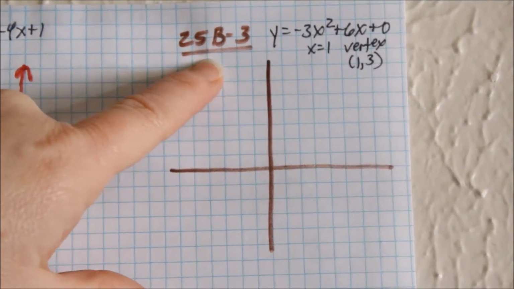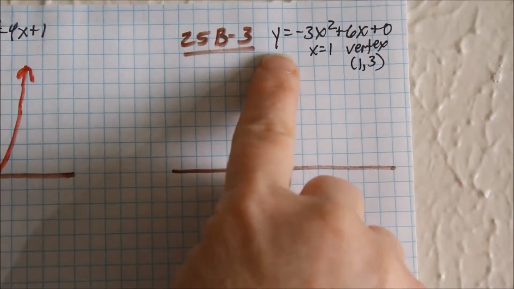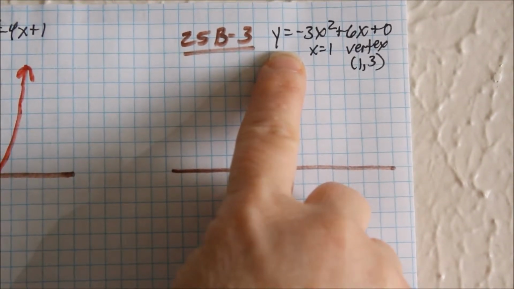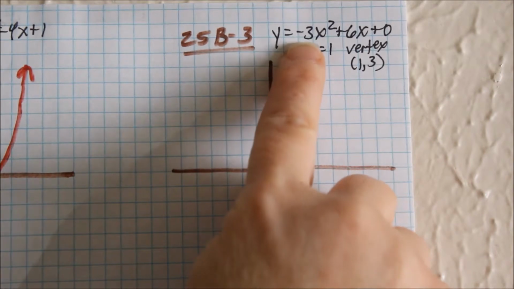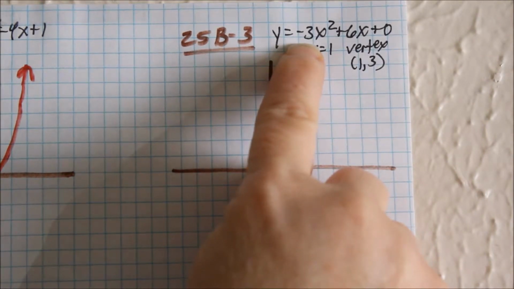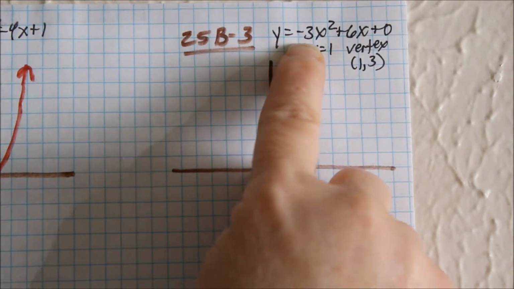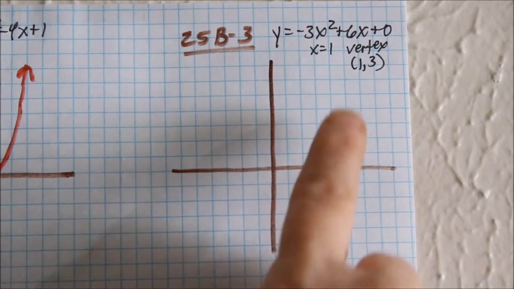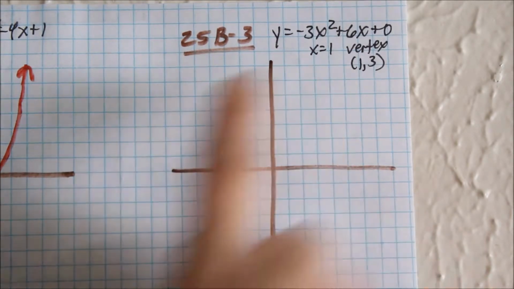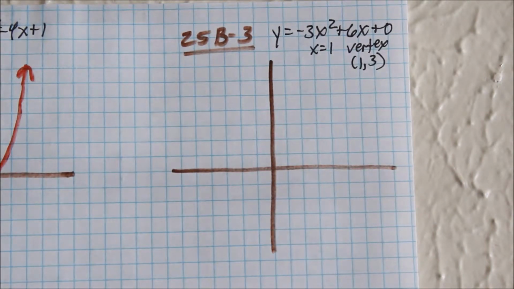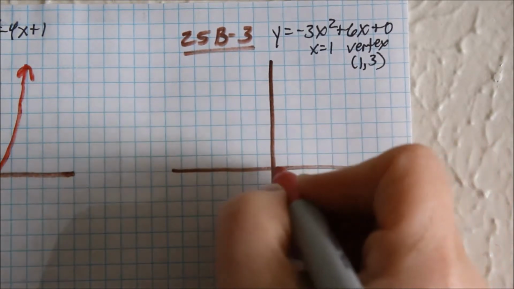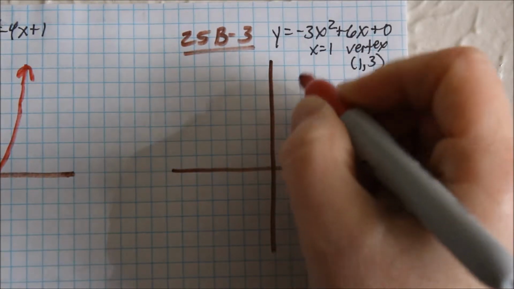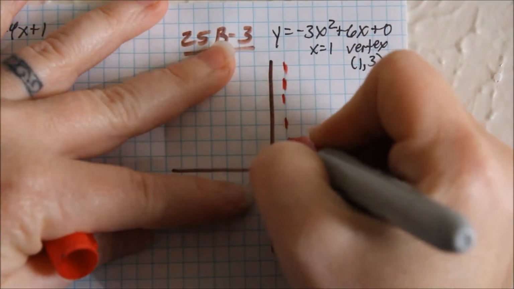Okay, now we're on 25b3. So our equation was y equals -3x squared plus 6x. The fact that this is a negative coefficient in front of my x squared term tells me we're frowning. It's negative, we're frowning. This is an up-down parabola as well. We calculated our axis of symmetry as x equals 1. Again, when you graph the line x equals 1, everywhere on that line, your x value is 1. So you go over 1, that will be a vertical line.